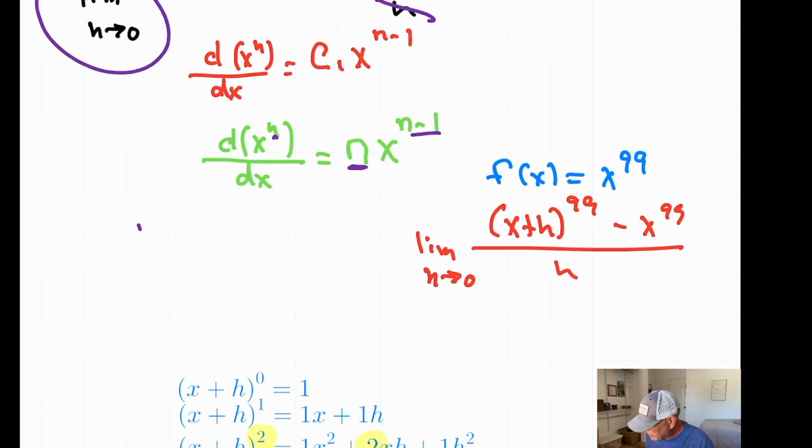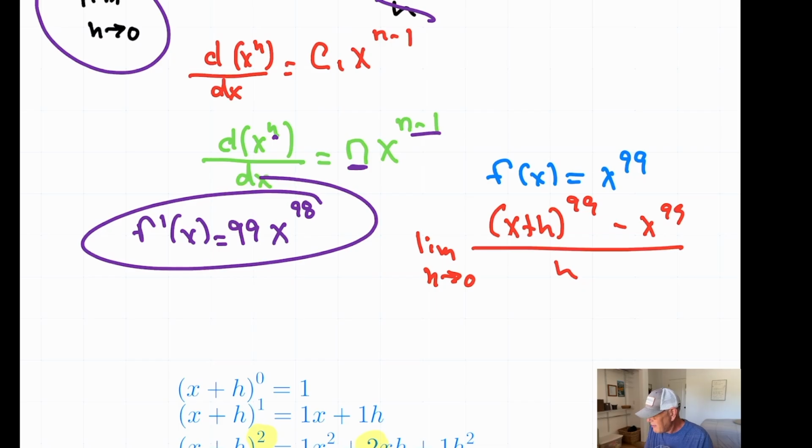Simple. So my derivative then would be 99 x to the 99 minus 1, which is 98. Very quick as opposed to expanding a binomial 99 times. Hopefully this video helped you understand where the power rule came from and how useful it is.